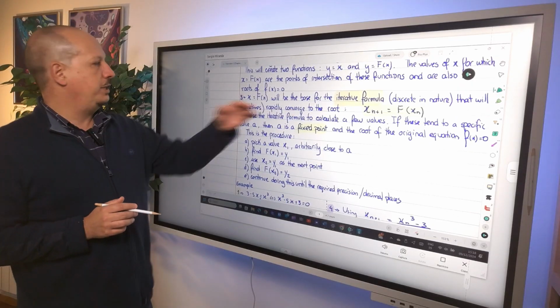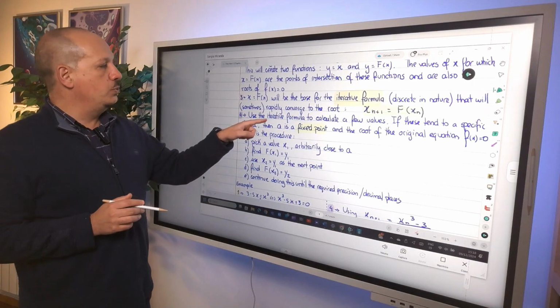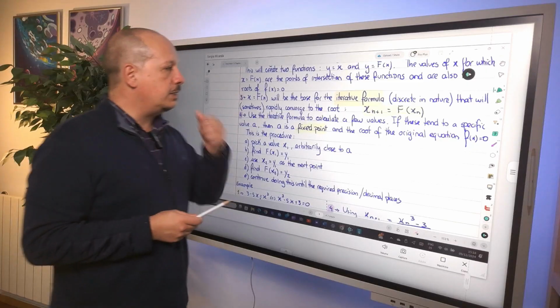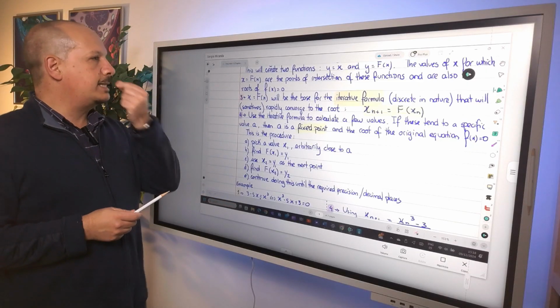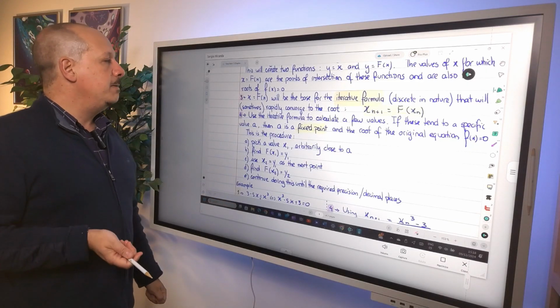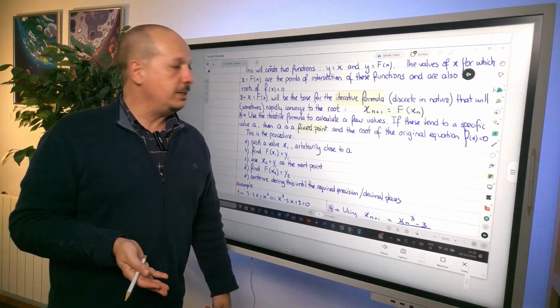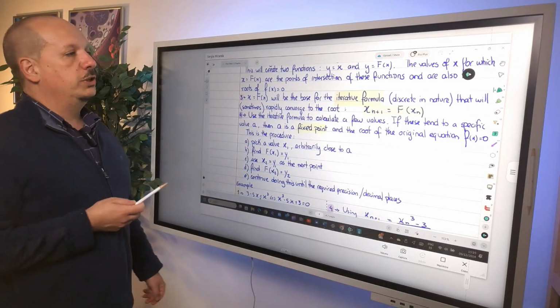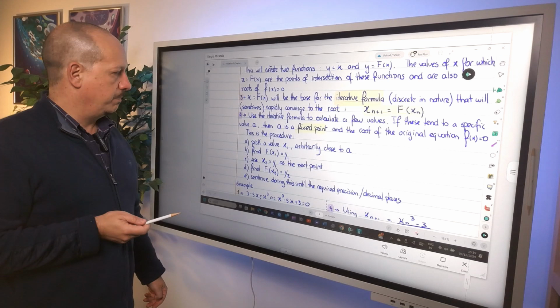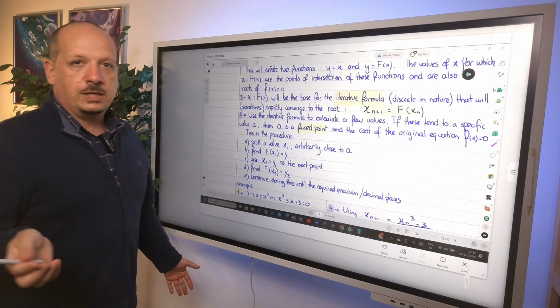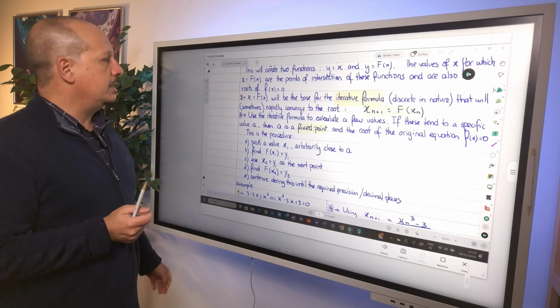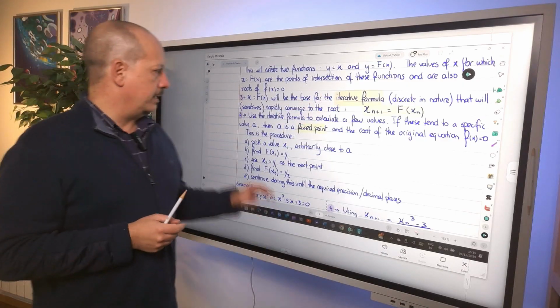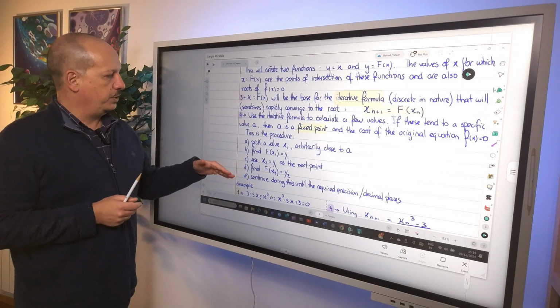You are now over here. Step 4. Use the iterative formula to calculate a few values. If these tend to a specific value a, then a is a fixed point, and the root of the original equation f of x equals 0. If not, you cannot use the method, all right? And what values are you going to pick? This is what is explained over here.